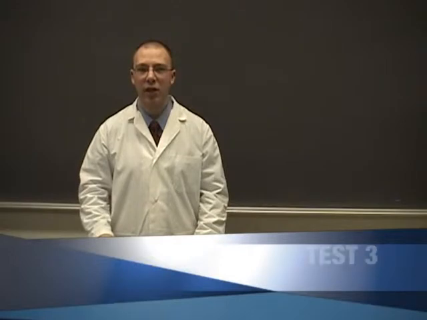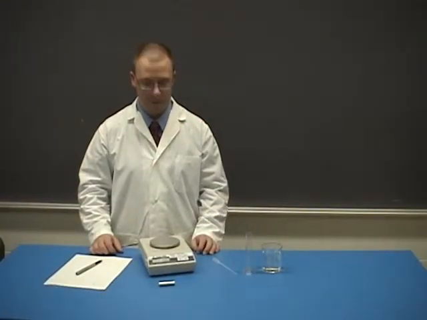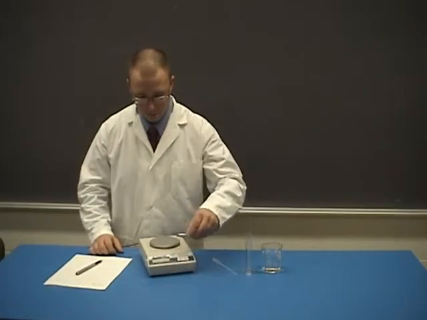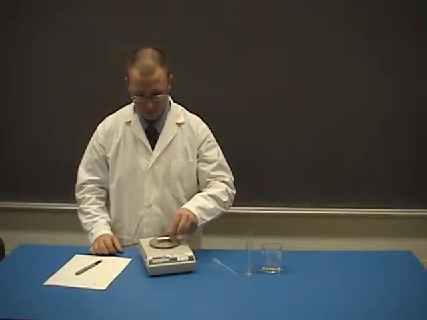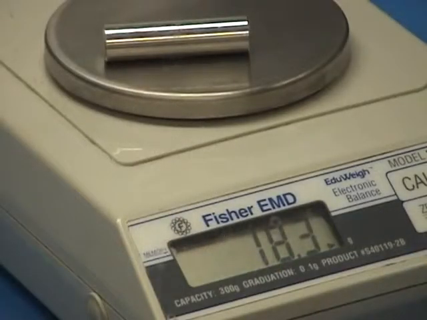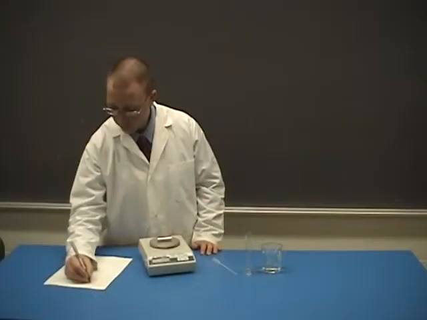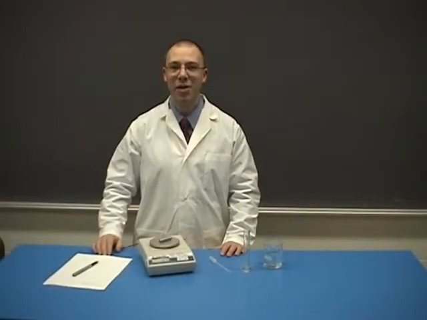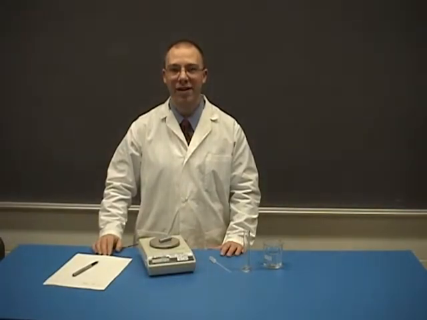Test 3, calculation of density. Measure the mass of the sample. Calculate the measure of its volume. This process is called the displacement of water. In this case, we're going to add 15 milliliters of water to the graduated cylinder.